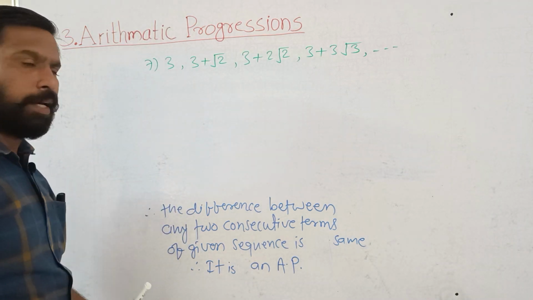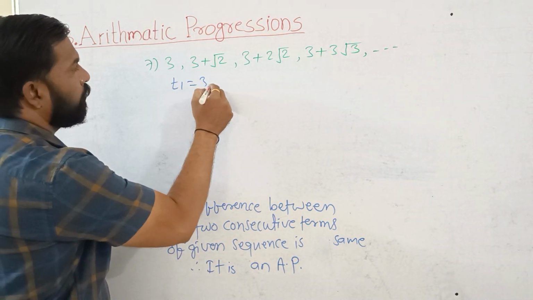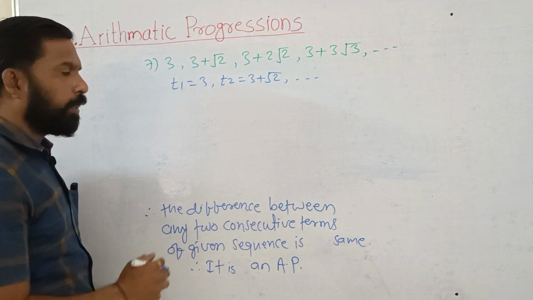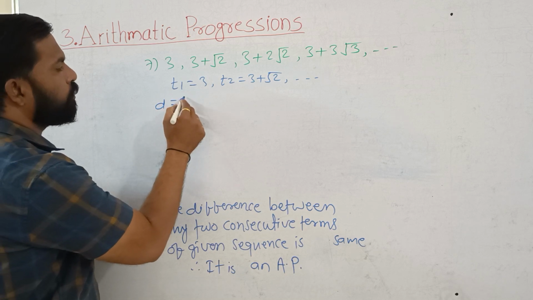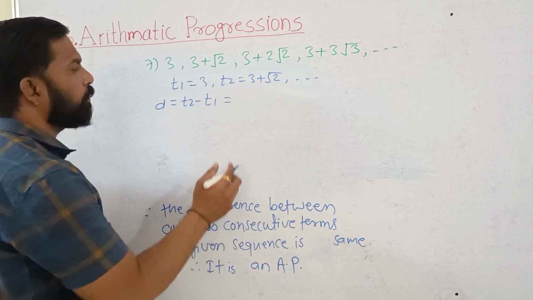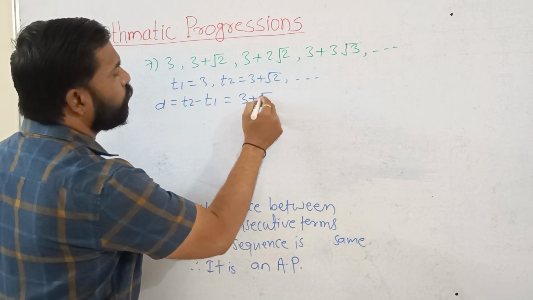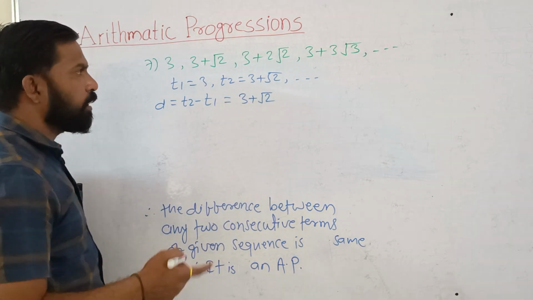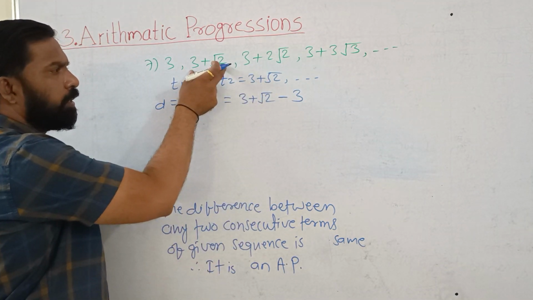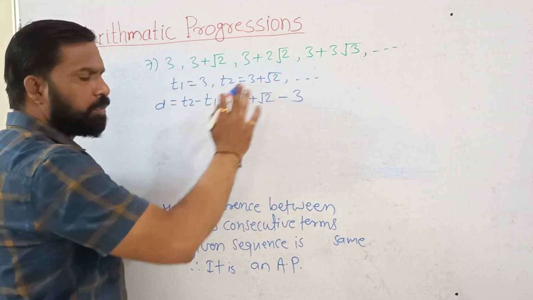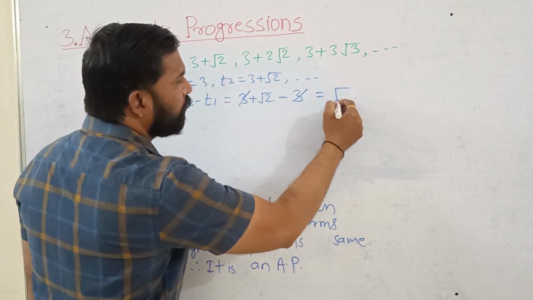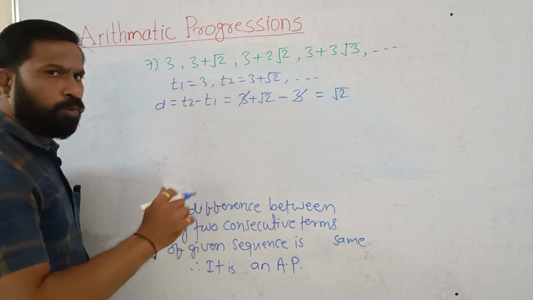Seventh question, where T1 is 3, T2 is 3 plus root 2, and so on. Okay, you know it very well. D is equal to T2 minus T1. What is T2, will you tell me? T2 is 3 plus root 2. And what is T1? Minus 3. This is the second term, this is the first term. Second minus first, next minus previous. This 3 and this 3 will get cancelled. What will remain? It means the term has increased by root 2.